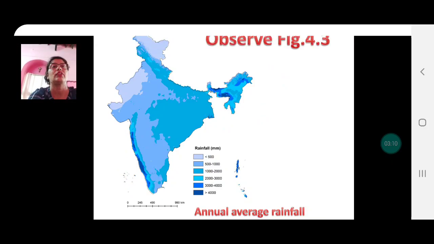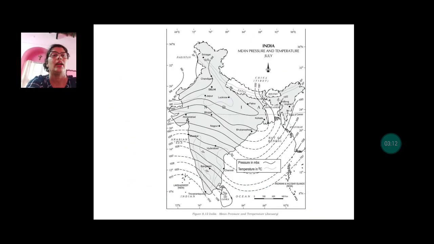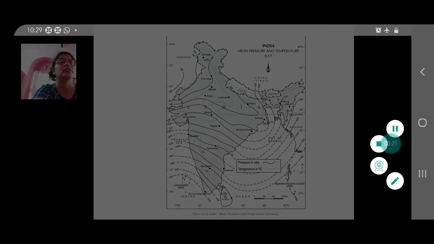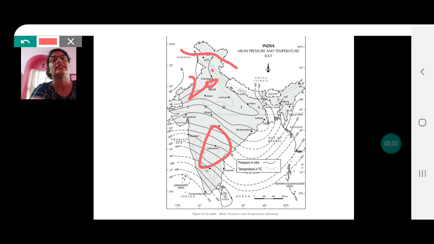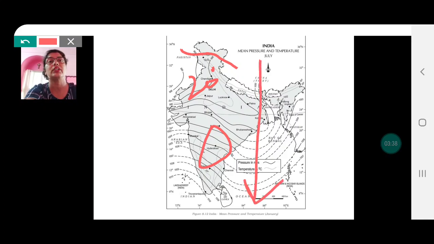Identify the region with maximum and minimum temperature. For that you need to refer to your map. Now what is the maximum temperature and where is it found? We have maximum temperature in the south, especially in this region here. You find 29 degrees Celsius, and minimum temperature you find in the north, which is 20 degrees Celsius. That means in the north the temperatures are low, and as we go southward the temperature increases.